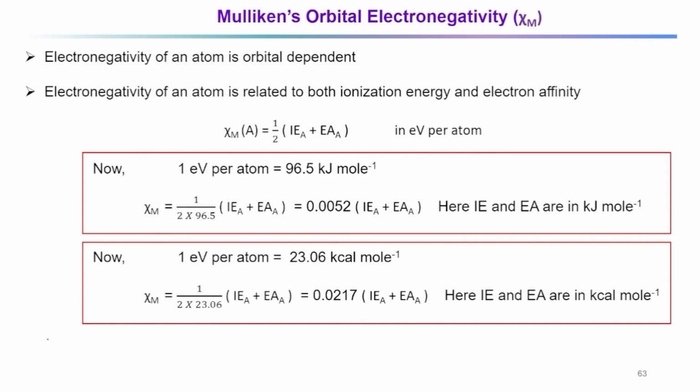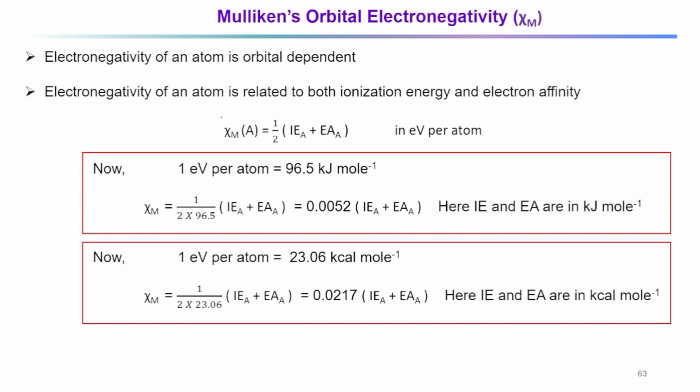Now we will discuss different types of electronegativity. Earlier we observed Pauling's electronegativity. Now we will discuss Mulliken's orbital electronegativity, which is represented as chi m. Mulliken said that the electronegativity of an atom is orbital dependent, and is related to both ionization energy and electron affinity.